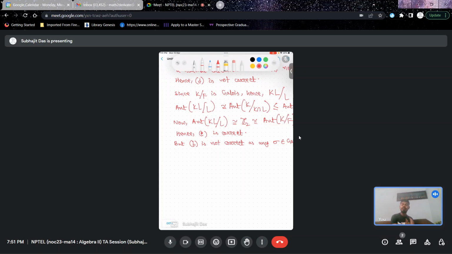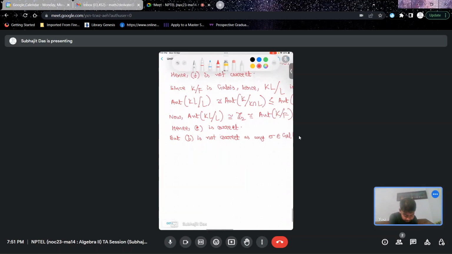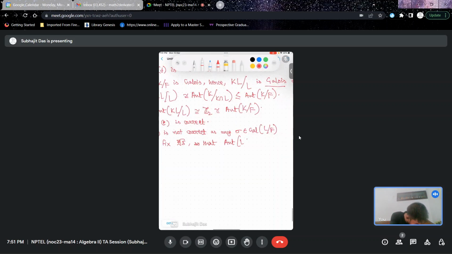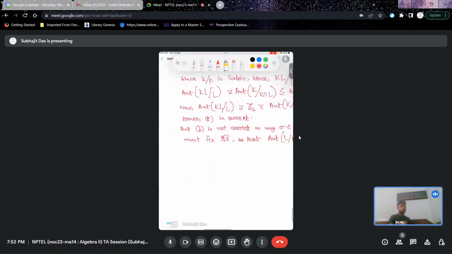But cube root of 5 omega and cube root of 5 omega square are not inside L. Since L is the codomain of sigma, the image should be contained in L. So sigma of cube root of 5 must be in L, so sigma of cube root of 5 has to be cube root of 5. Sigma must fix cube root of 5, so that the automorphism group of L over F is isomorphic to the trivial group. So B is certainly not correct.